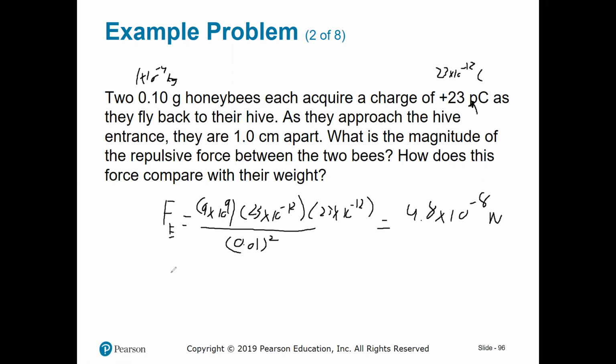Okay, and now we're comparing it with their weight. So their weight is just mg. I mean, we can really do this in our head. 1 times 10 to the minus 4 times 10 is just times 10 to the minus 3. So the weight force is much stronger than the electrostatic force here. And in general, the electrostatic force is a very weak force. That's why something has to have an extremely small mass, or be really close, or have a high charge for it to really affect anything.